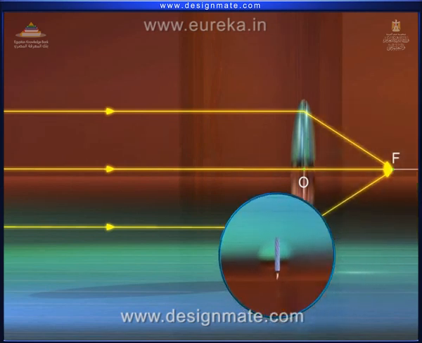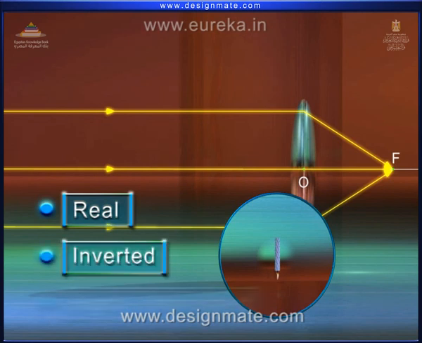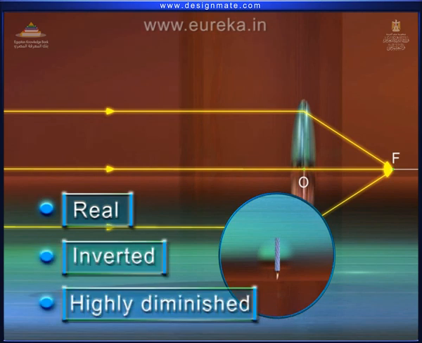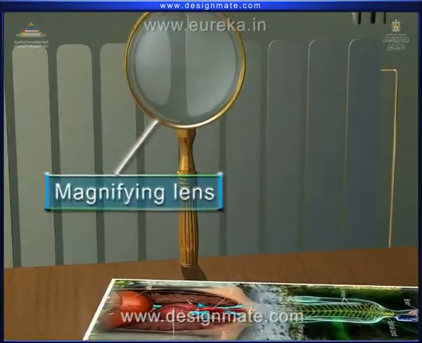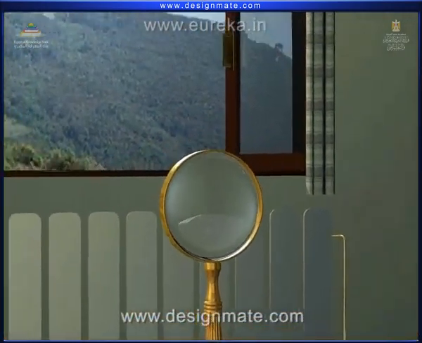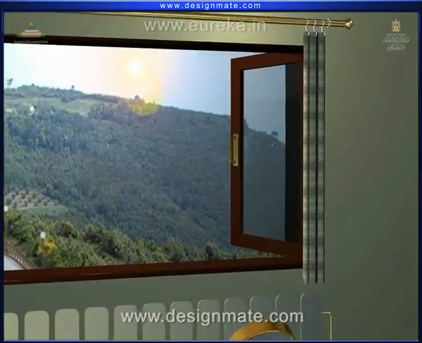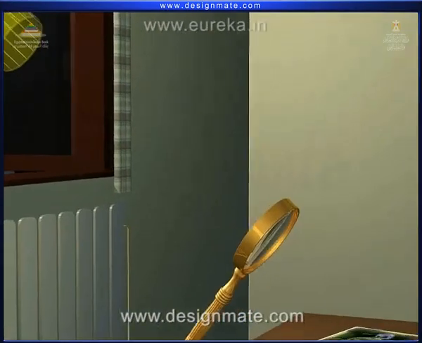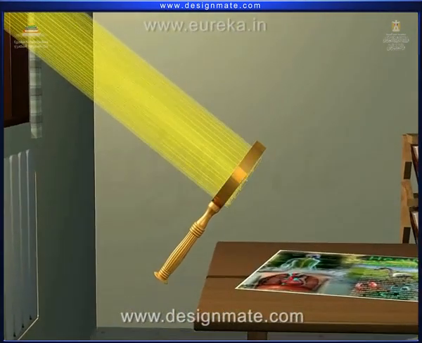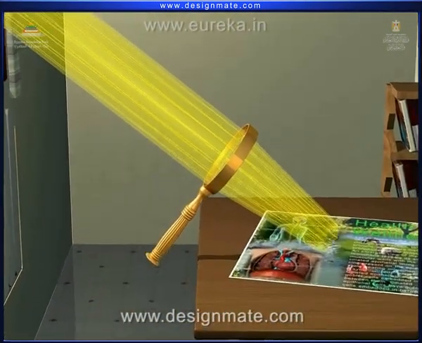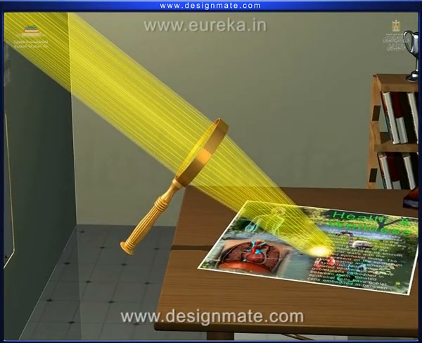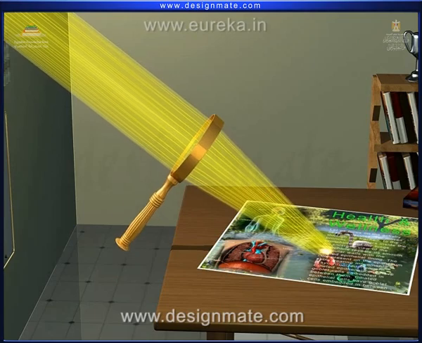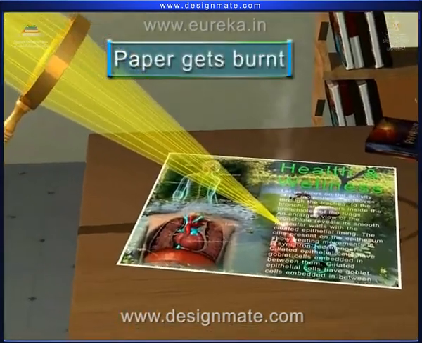Due to this, a real, inverted, and highly diminished image is formed at the focal point. This type of image formation can be seen when we use a magnifying lens to burn paper. When parallel rays from the sun undergo refraction, they can be converged at the principal focus on the other side of the lens, and when the radiations of the sun are focused onto a paper kept under the lens, it gets burned.